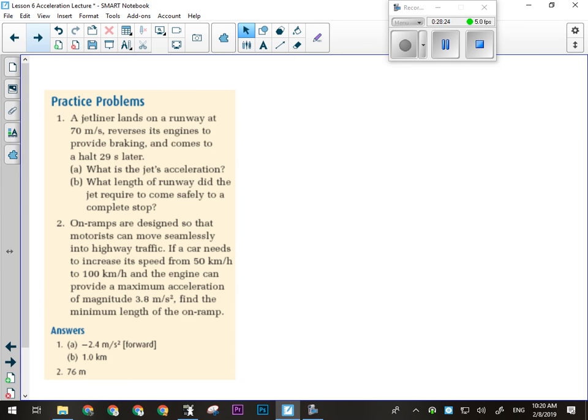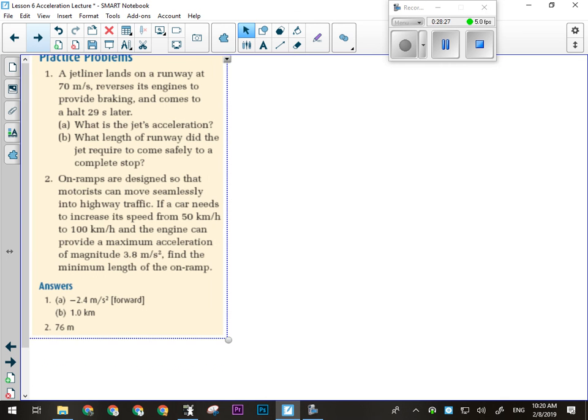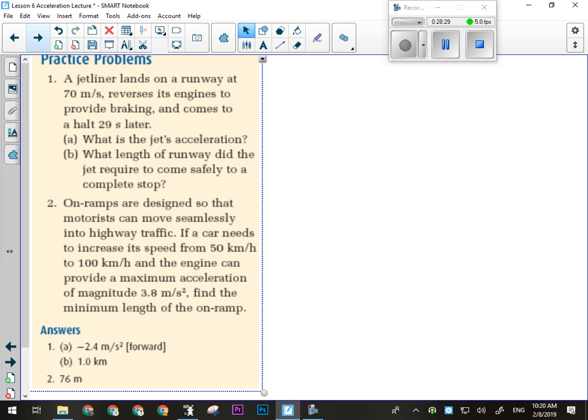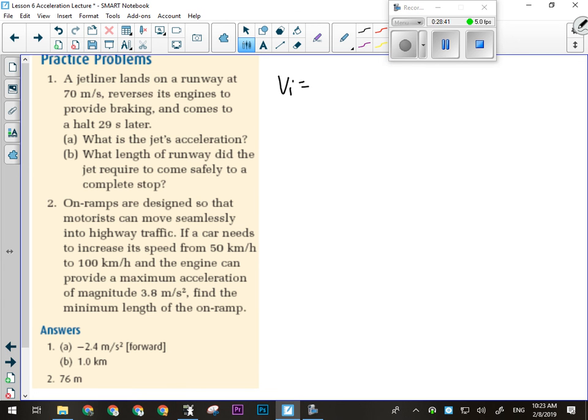I want you guys to try these 2. They have to do with that formula, and then we're done with just, here's a formula, try some. We'll do something else after that. We run out of time. So for question number 1, we have a jetliner that lands on a runway at 70 meters per second. So they gave us VI. It reverses its engines to provide braking, comes to a halt 29 seconds later. What's its acceleration?